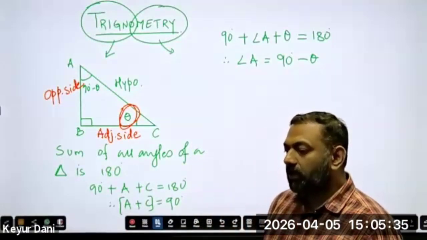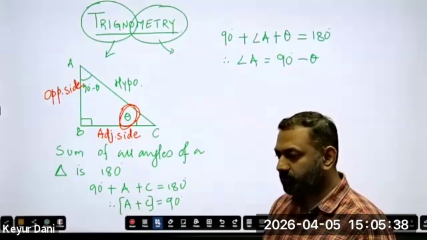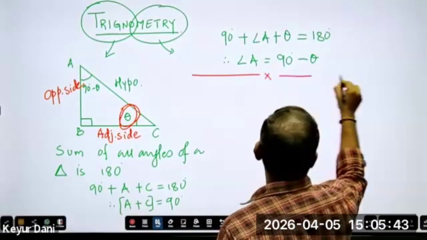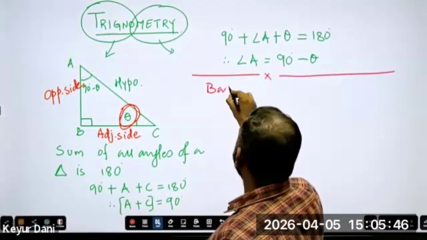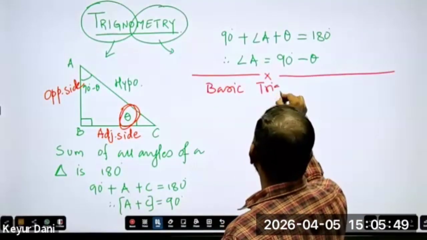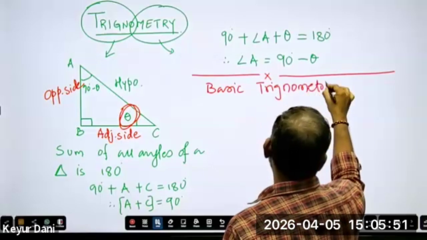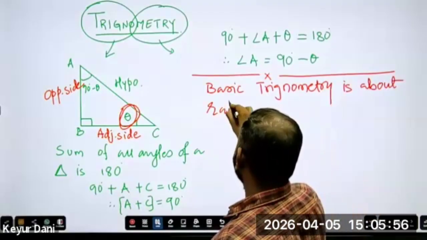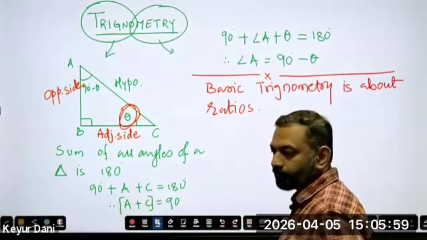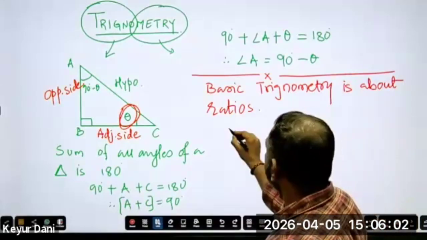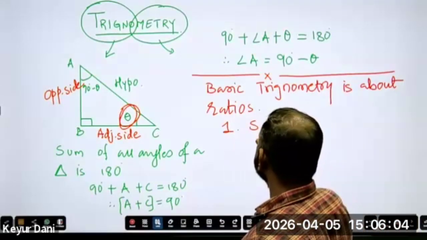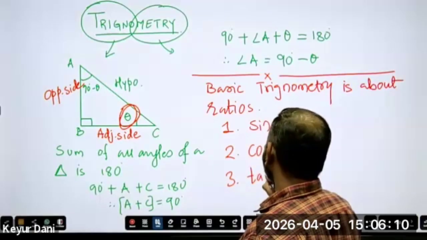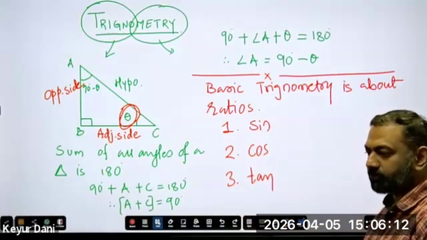Now what is trigonometry? Trigonometry is basically about ratios, all right? Trigonometrical ratios. So I'll write: basic trigonometry is about ratios. Now we have three main ratios. First is sine, second is cos, and third is tan. These are the three main ratios.